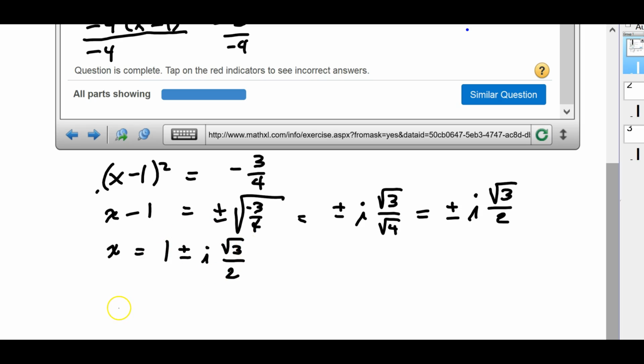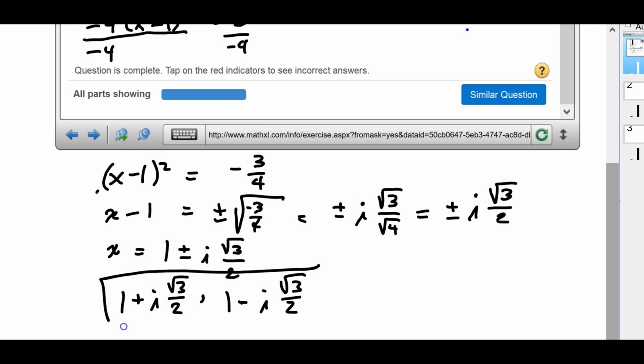So the answers are 1 plus i times square root of 3 over 2, where it would not be unusual to write square root of 3 over 2, that multiplied times i. It says use commas to separate answers, and 1 minus i root 3 over 2. And there are our two solutions.